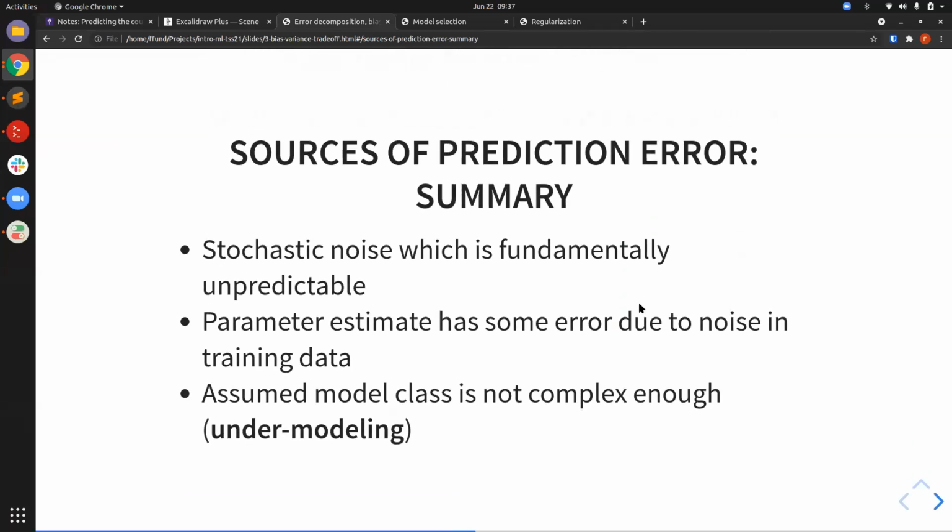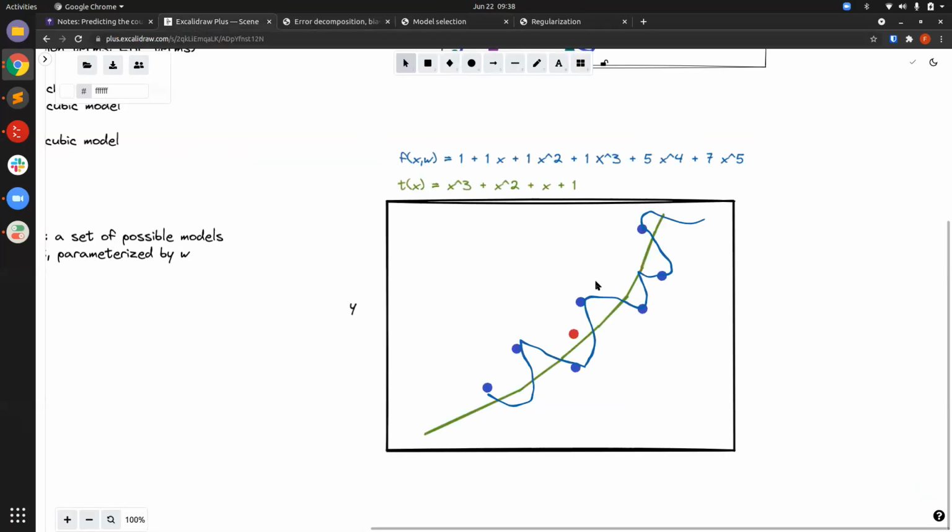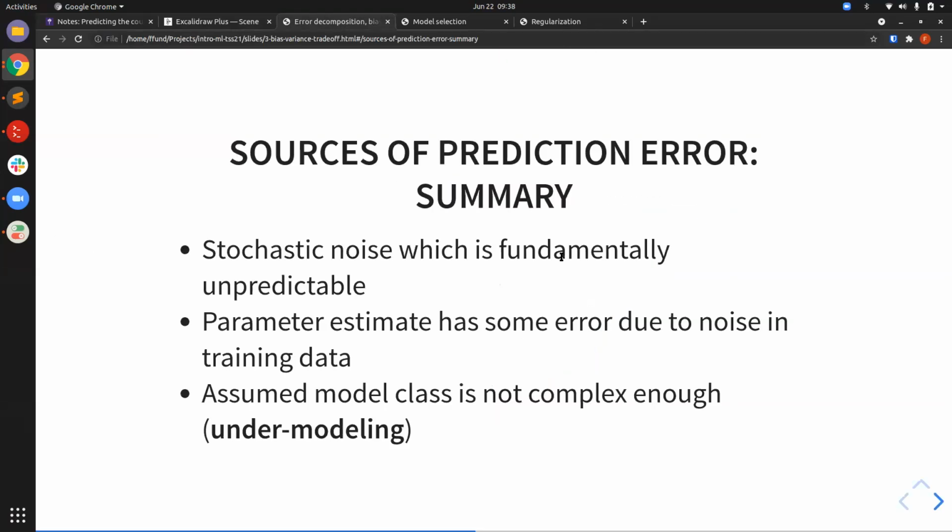So in summary, what are our sources of prediction error? We have the stochastic noise that's fundamentally unpredictable. We have the parameter estimate error, which is due to the noisy training data and the random sample of training data we drew. And note that this also includes a situation where the model should have selected 0 coefficients, but didn't, right? So that's what we've been kind of calling overfitting. And then a third source of prediction error is when our assumed model class is not complicated enough, so under modeling.